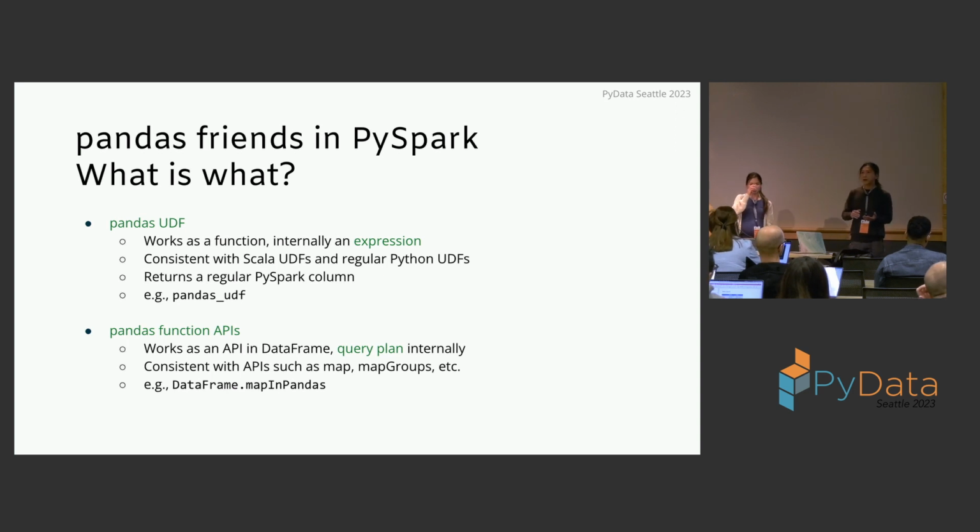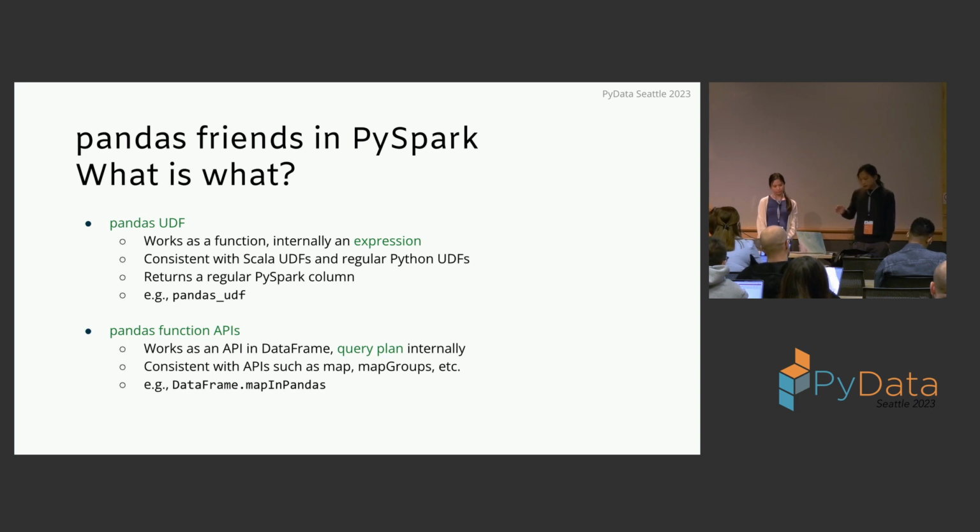In the case of the Pandas API on Spark, we compose the Pandas API on top of the data frame. But these friends work together with PySpark, and then handle the Pandas native instance. There are two APIs supported in PySpark. The first one is Pandas UDF, and the second one is the Pandas Function API. The Pandas UDF is actually an expression. You can think of it as a column-wise operation. Whereas the Pandas Function API is actually a query plan under the hood. So you can think of it as a table-wise operation.